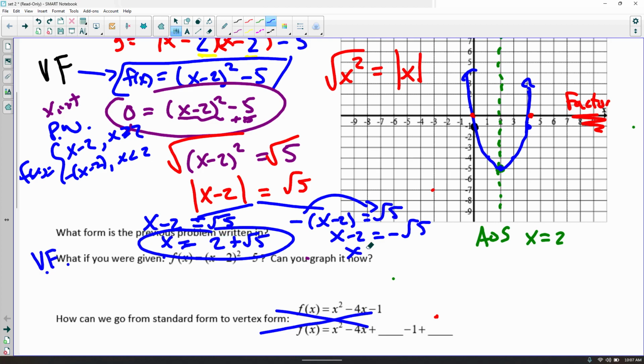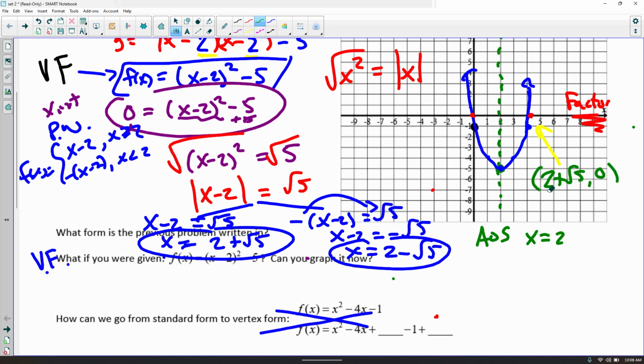And then I'm going to get x is equal to 2 minus the square root of 5. And these actually end up being conjugate pairs. Those would be your solutions. The intercept at this one right here would be 2 plus the square root of 5, comma 0.